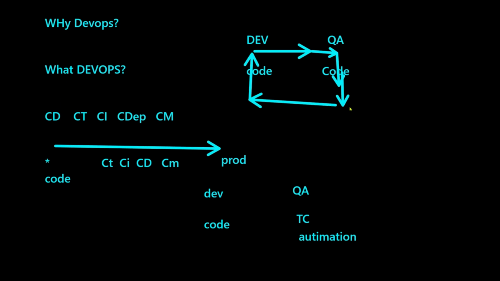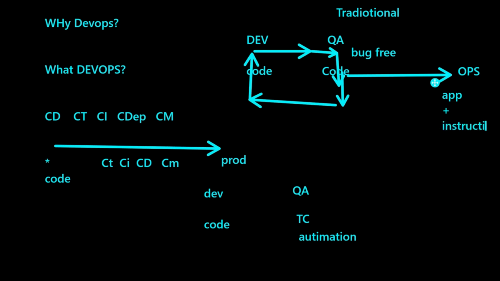So this process keeps on continuing. Let's say then the QA team has identified the application is bug free. Now in the traditional approach, what they will do, this QA team will hand over the application to the ops team. They will hand over this application along with some instruction document. Instructions for what? Because this ops team has to deploy it in production.